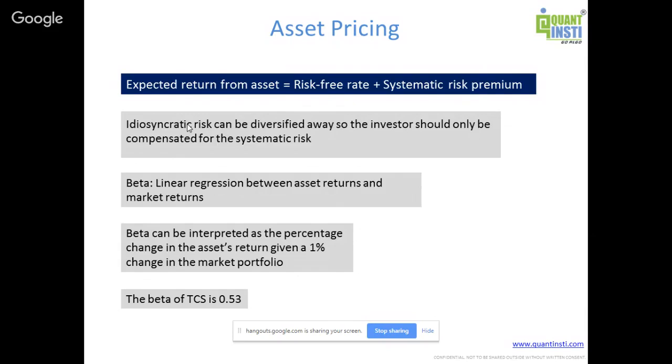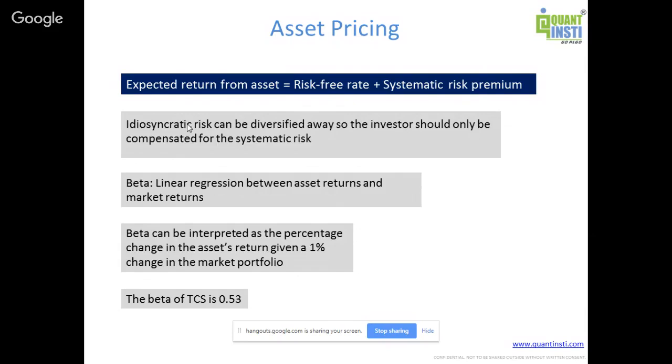Second, the model says investors should not be compensated for the idiosyncratic risk because that can be diversified away, and he should be compensated only for the systematic risk, which is taken in the market. For example, if there is a rise in interest rate, definitely the value of his investment will go down, and he should be compensated for taking that risk. So that is the second part of the equation, the systematic risk premium.